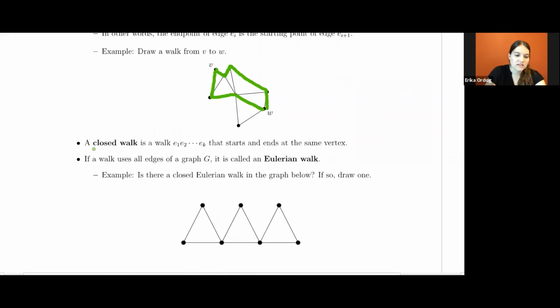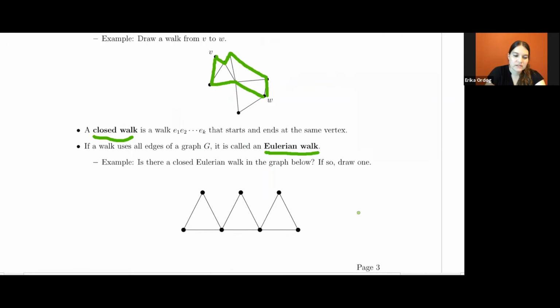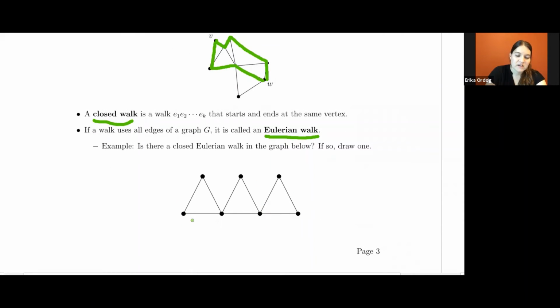Now this walk is closed if it starts and ends at the same vertex. And if a walk uses all edges of a graph, we say it's an Eulerian walk. So let's look at this graph here. Is there a closed Eulerian walk in this graph? Why don't you pause and try to draw one?